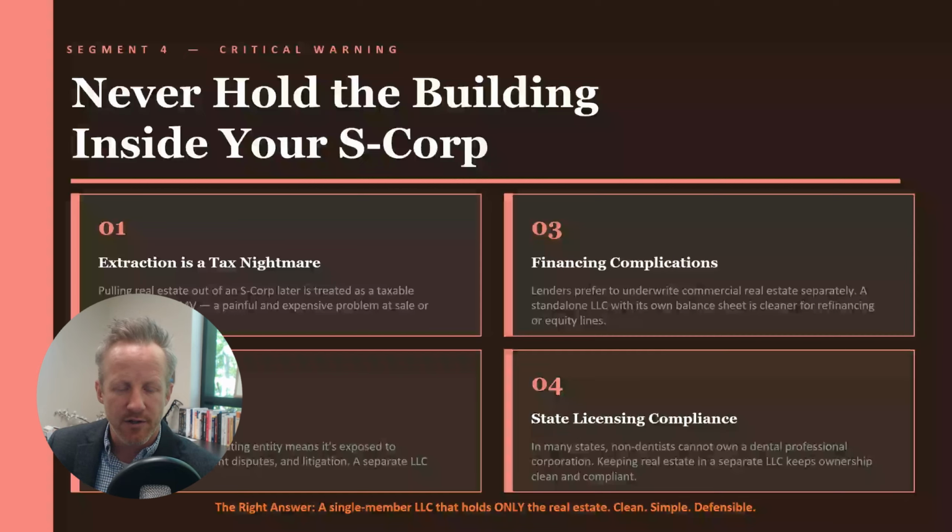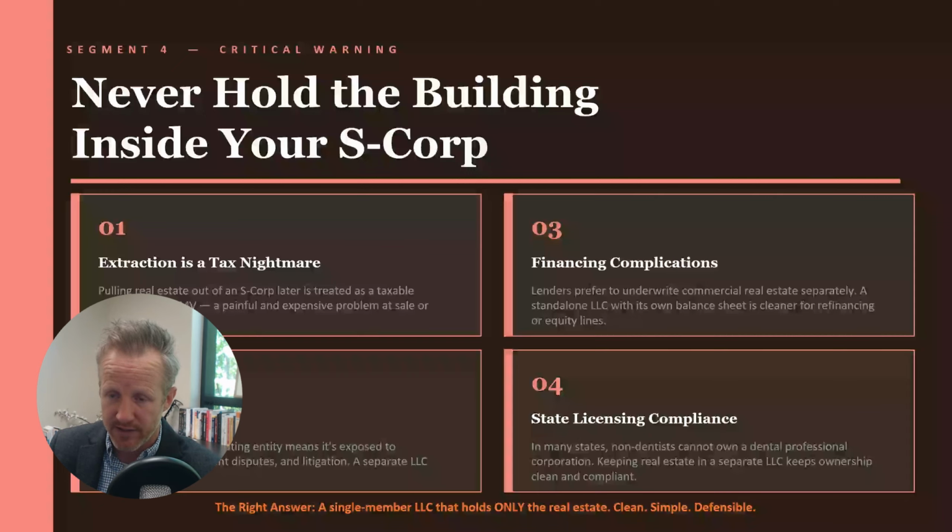All right, so the right answer: a single member LLC that owns only the real estate. Clean, simple, defensible. Now, if you are married, I often will have a spouse on that LLC as well. Not required, but let's say your spouse is a dentist. This is not uncommon at all in dentistry. And you're married, and maybe you're in a community property state, as many are, and you own that LLC together that holds the building. You can still call that essentially a single member LLC, because the spouses can be treated as one person.